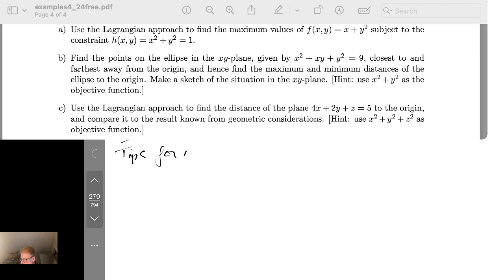Tips for Assignment-4, Questions B1 and B2.